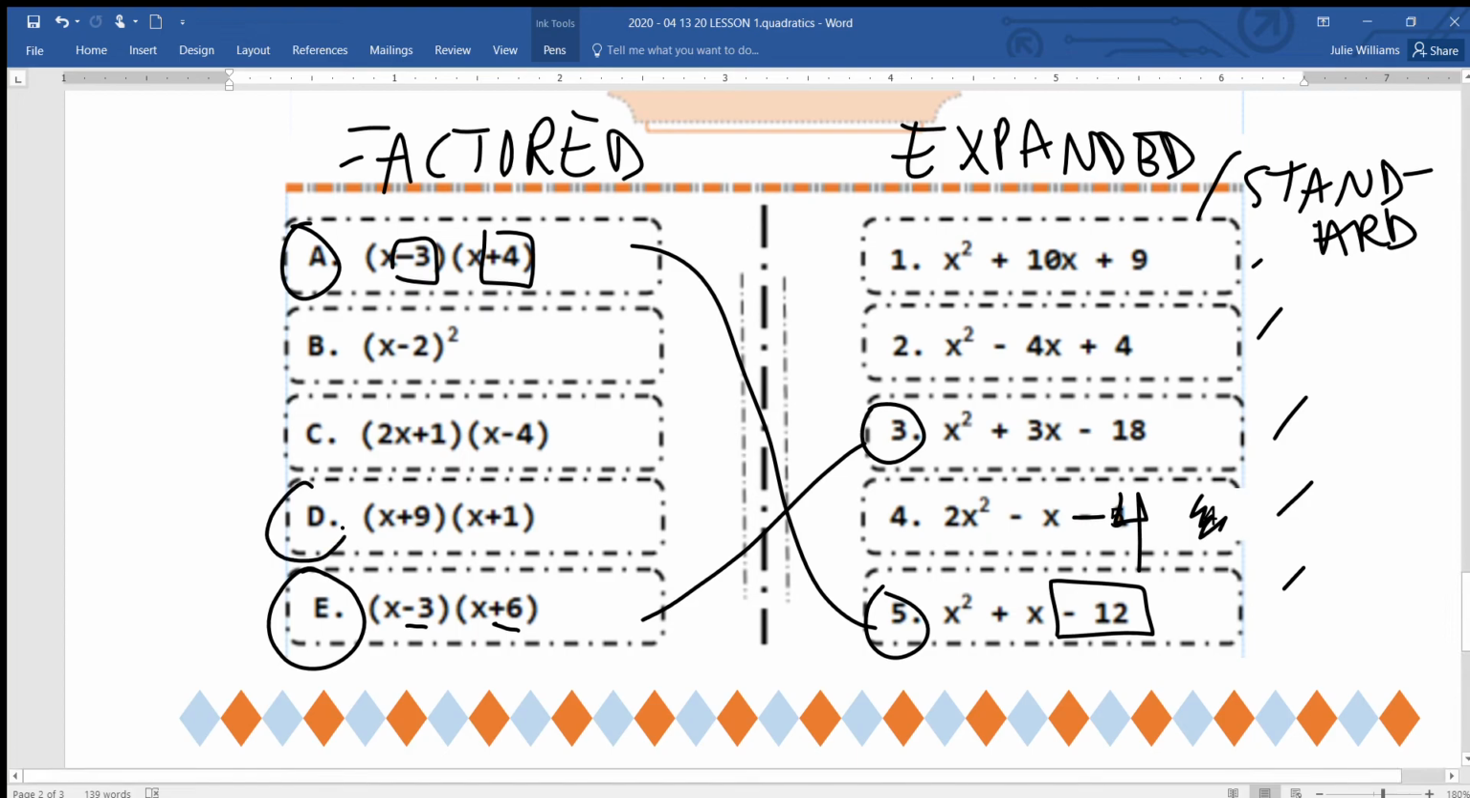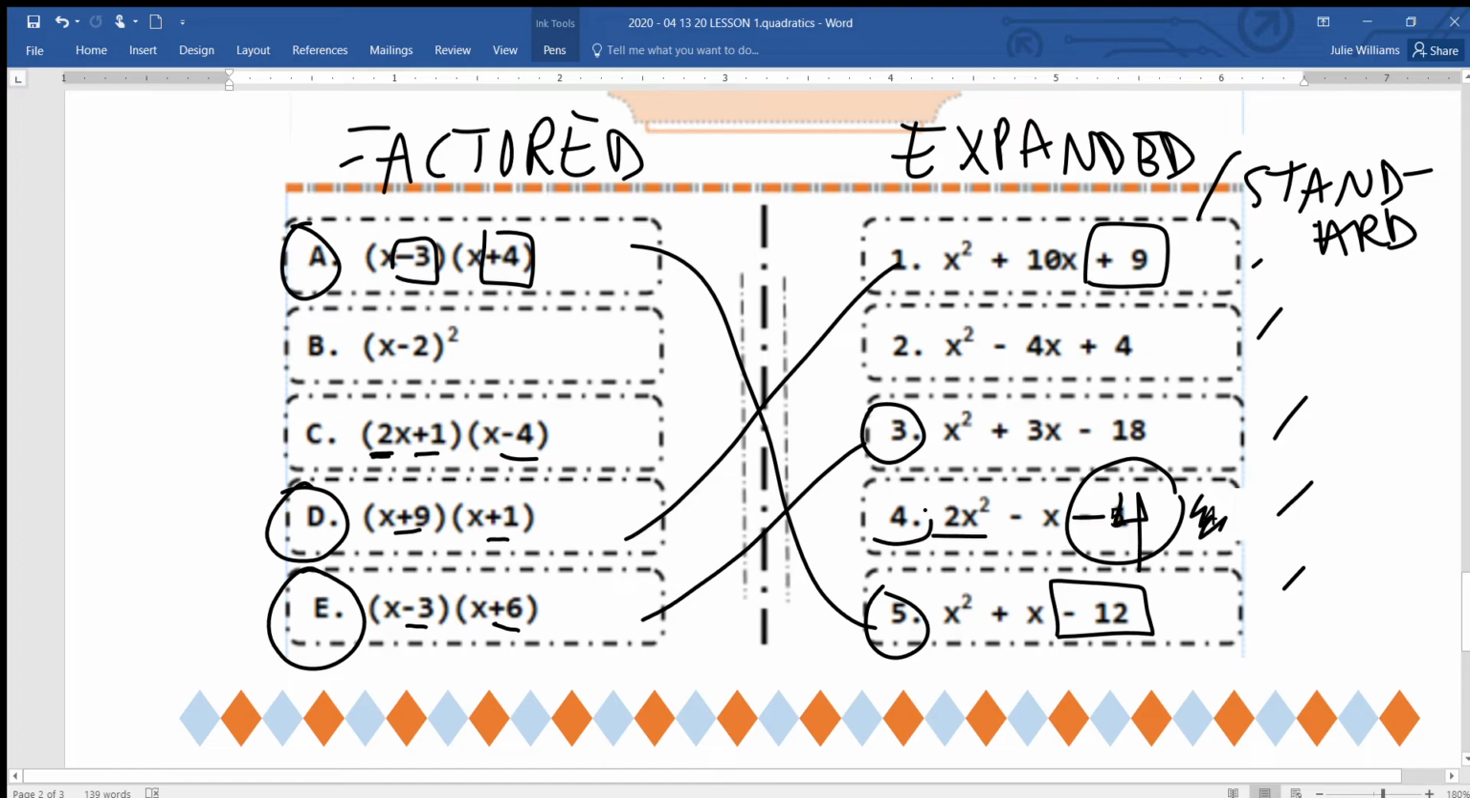You could do the same thing with D, with positive 9 and the positive 1. That equals 9. This is the only one with 9 as the C. What's special with this one is a couple different things. The plus 4 and the negative 4 is going to give you negative 4, but also this one is the only one that has a coefficient with the x. So 2 times x has got to be 2x squared.